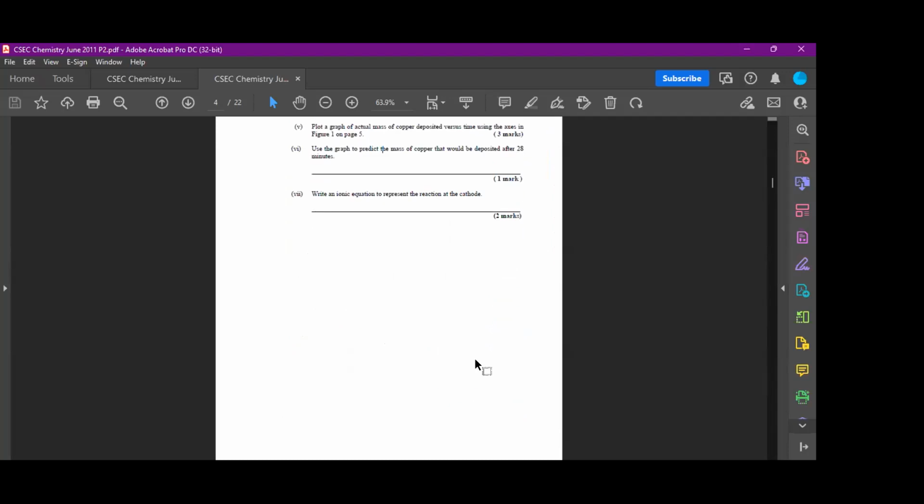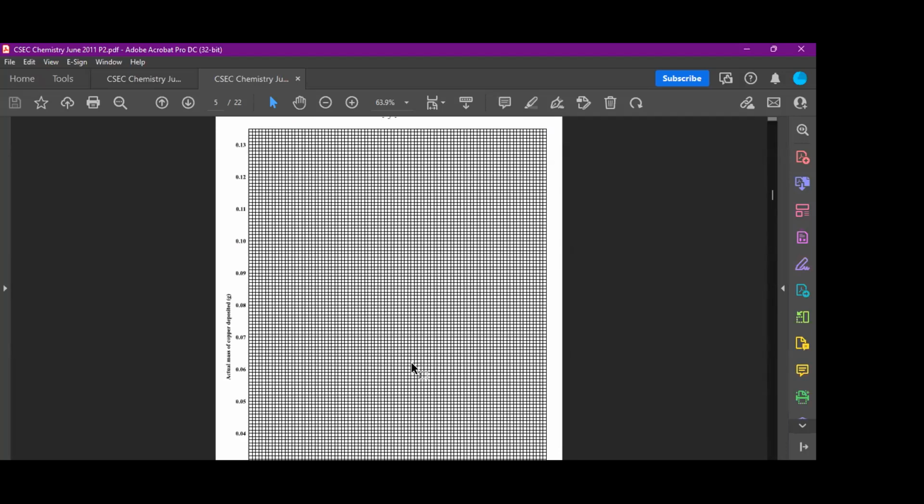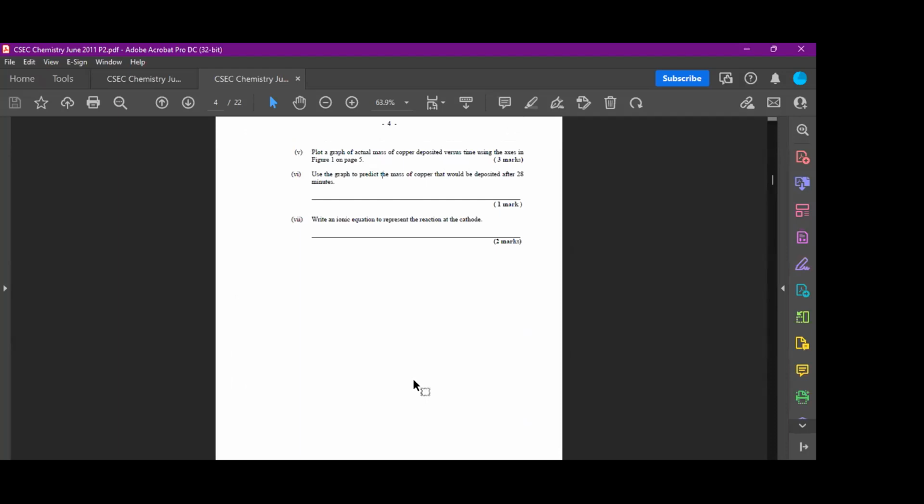All right, it says plot the graph of the actual mass of copper deposited versus time using the axis in Figure 1, and that is on page 5, which is this. Then it says use the graph to predict the mass of copper that would be deposited after 28 minutes. Then write the ionic equation to represent the reaction at the cathode. We'll leave the first two, but I'll take a suggestion for the ionic equation, because we need the graph for those two. What is your suggestion for the ionic equation?